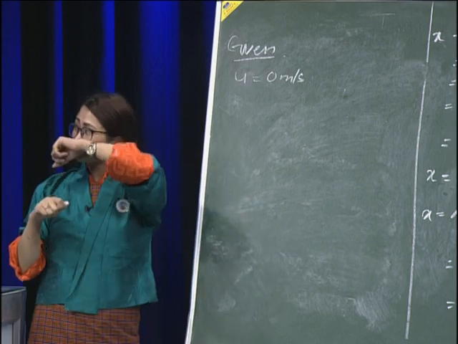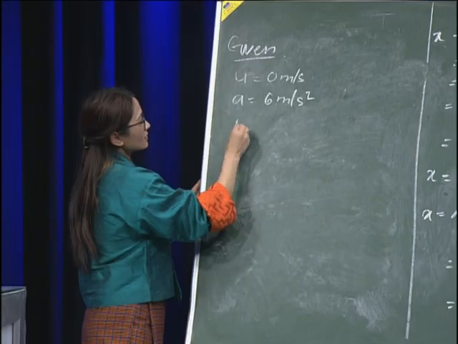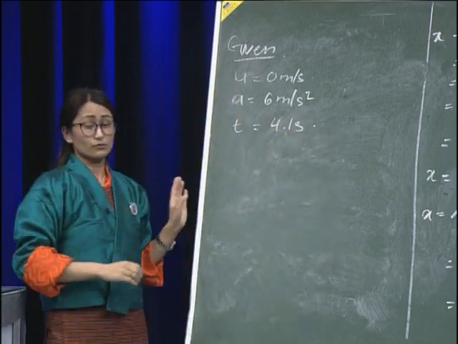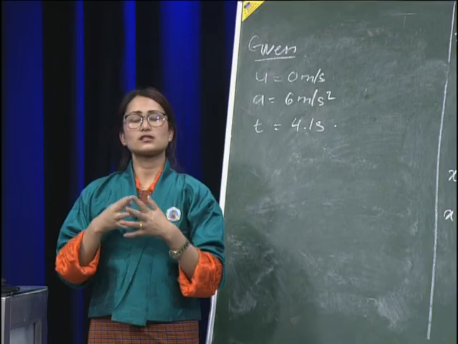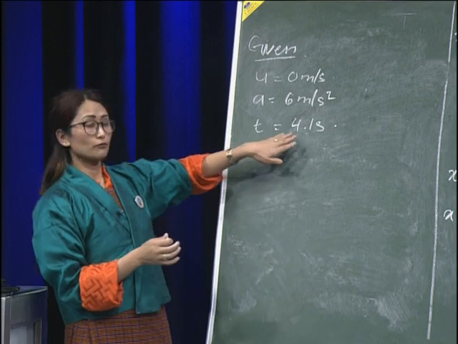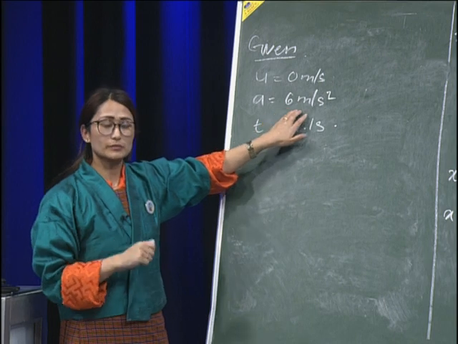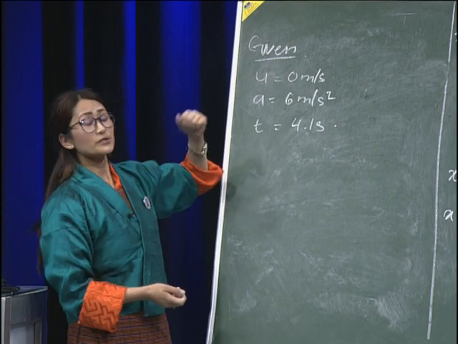When the spotlight turns green, Jigme accelerates with an acceleration of 6 meter per second square, and takes a time of 4.1 seconds. Now we have to calculate the displacement of Jigme's car: how far Jigme has traveled in 4.1 seconds when he accelerates at 6 meter per second square, starting with an initial velocity of 0 meter per second.